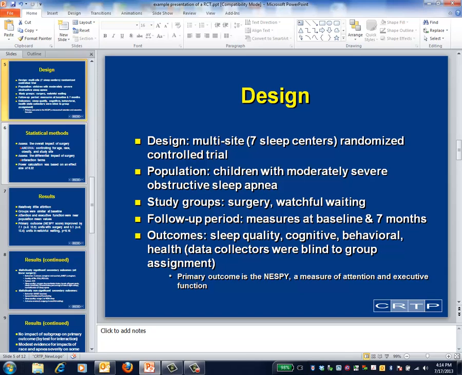This is a multi-site randomized trial of children with obstructive sleep apnea syndrome. The study groups are surgery and watchful waiting. The follow-up period is 7 months. The outcome variables can be classified as sleep quality, cognitive, behavioral, and health outcomes. The primary outcome is the NESPI, a measure of attention and executive function, essentially quality of thinking. Data collectors were blinded to study group.